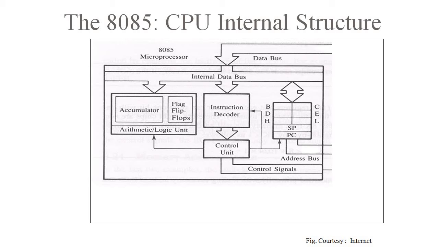So in the figure you can see data bus, internal data bus, then address bus. So these are the medium which will transfer the data. So this was about architecture.